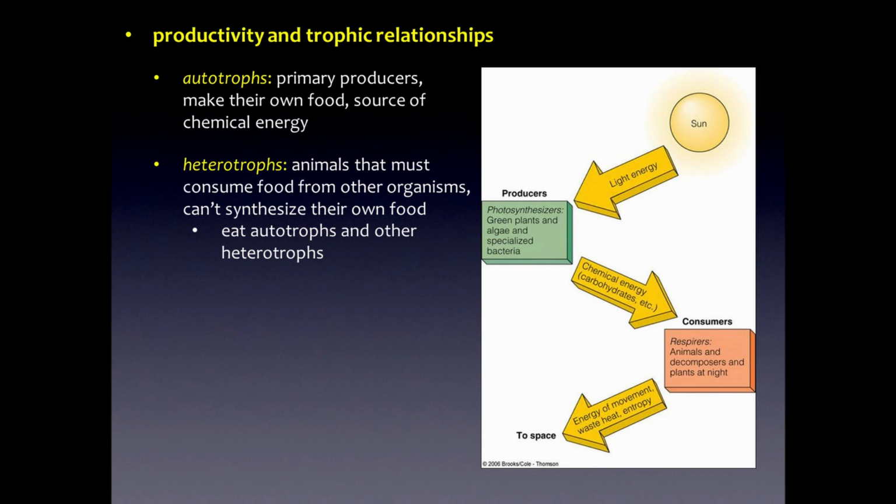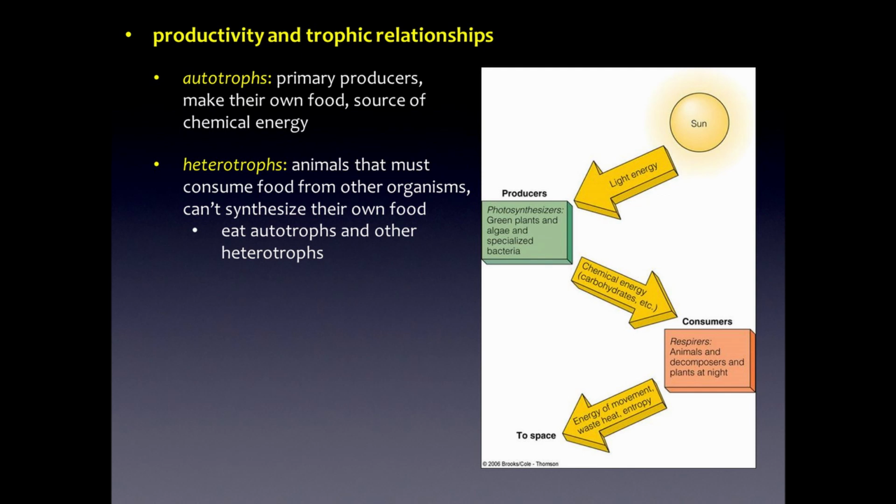Everything else on the planet, including us as humans, is known as heterotrophs. We cannot make our own energy. What we have to do is either eat autotrophs or eat other heterotrophs, and from that we obtain the energy. This is what we do. We're hungry, we eat food. That food gives us energy to carry on with our life.